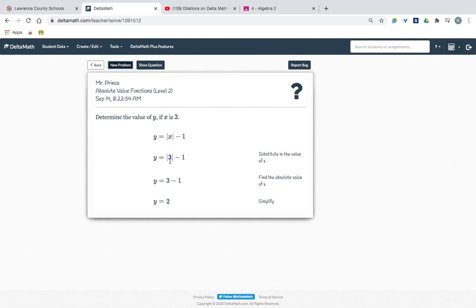Another time that it's absolute value of x, and then you have negative 1 on the outside this time. So we have 3 is going to be our x. We're going to plug the 3 in. Take the absolute value of 3, we get positive 3. Subtract 1, we get 2.